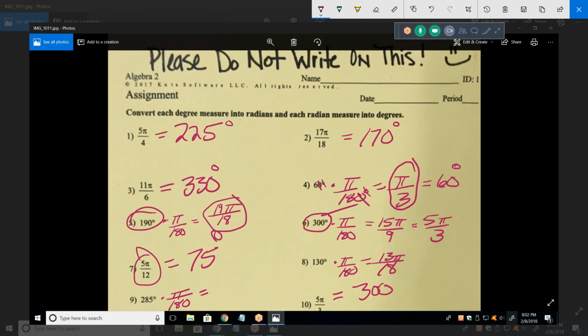285 over 180. What could that be simplified to? Well, first of all, we know it can be, because this is divisible by 5 and that's divisible by 5. Anytime you have a 5 and a 0, you know that they're both divisible by 5. So do that for starters. Even if you have to use your calculator, do 285 divided by 5. That's 57. Now do 180 divided by 5. 36.